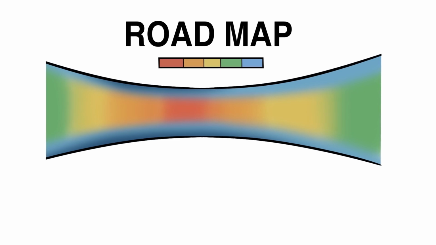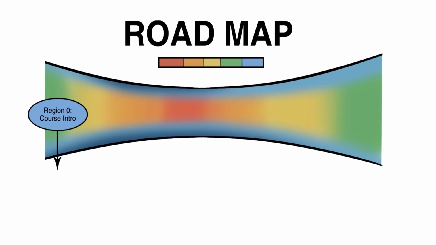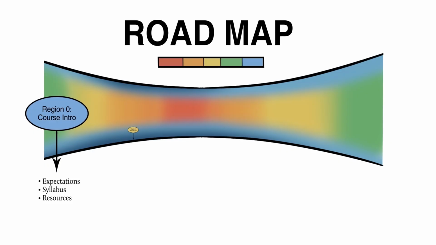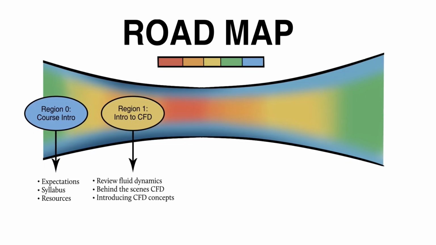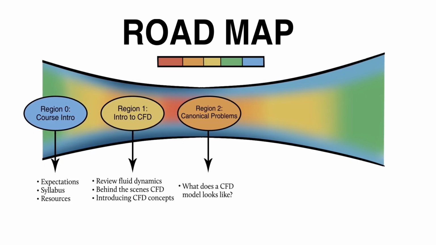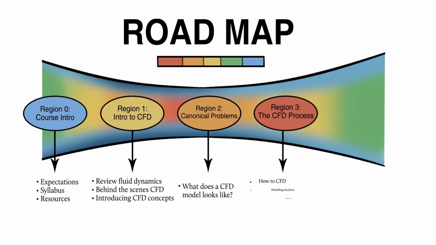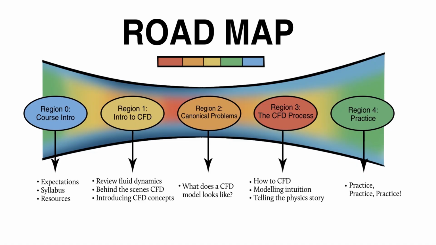The course is broken down into 5 regions. Region 0, a course intro. Region 1, an intro to CFD. Region 2, canonical problems. Region 3, the CFD process. And Region 4, practice problems.